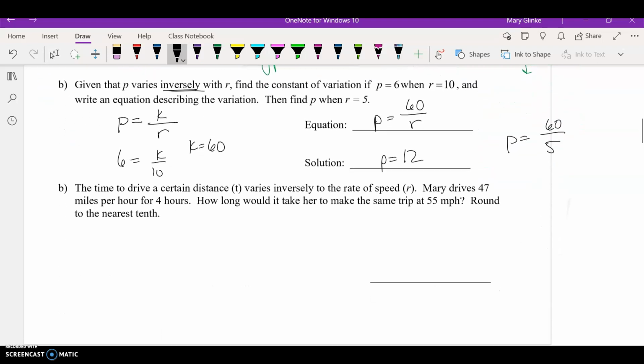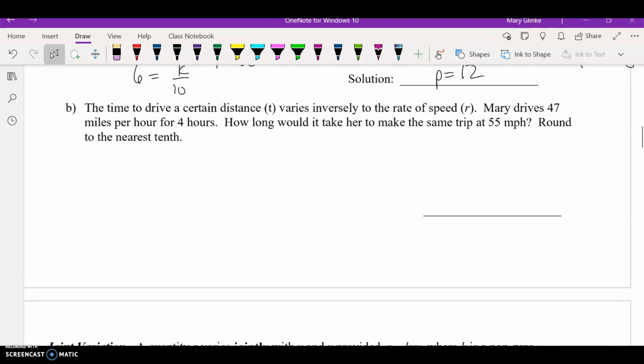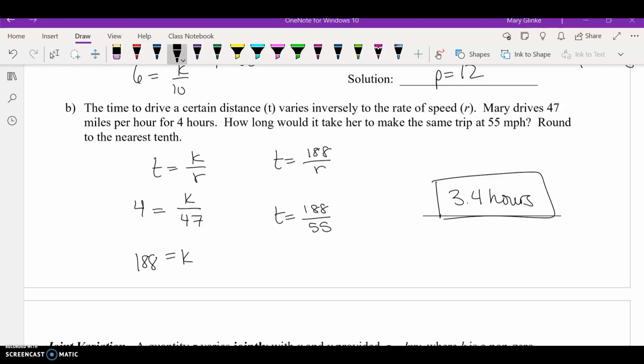So what I'd like you to do is take a look at B, pause the video, and you try it yourself first, using what we did with Hooke's law from above, but with inverse variation. Okay, so after trying this yourself, now we can go ahead and go over it. Our equation here, our time would equal the constant of variation over your rate. So your constant of variation, when you solve that, should be 188. Now in this situation, that is representing your distance that you're traveling. So therefore, if you take that 188 and divide by your rate, or 55, that would tell you how long it's going to take. So 3.4 hours for this one.